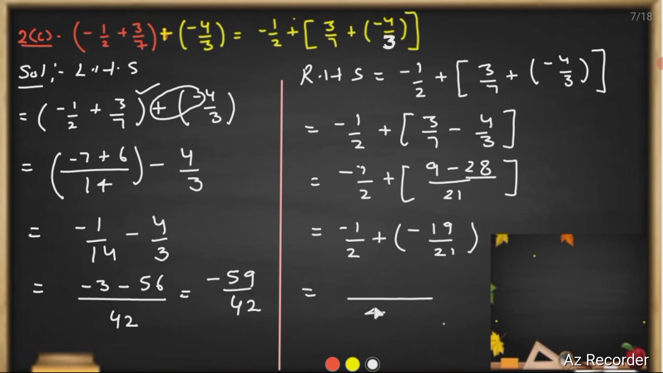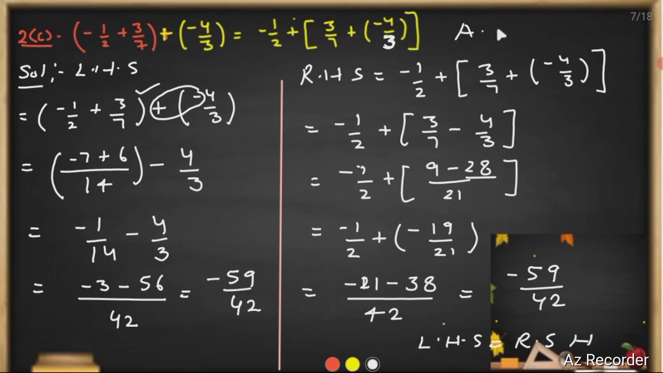Now take the LCM. LCM will be 42. WWE fight again, negative 21 and negative, we have 19 times 2, that will be 38. So the final answer is here, negative 59 upon 42. So left hand side is equal to right hand side here, and the name of the property is associative property over addition. This is the name of the property, associative property over addition. Now move to the next question.